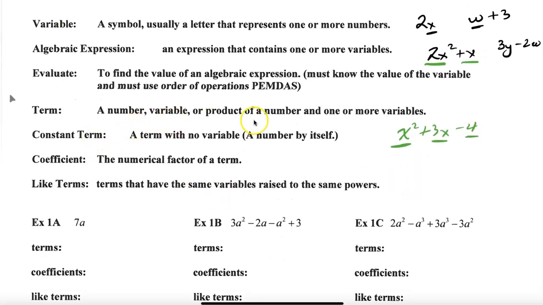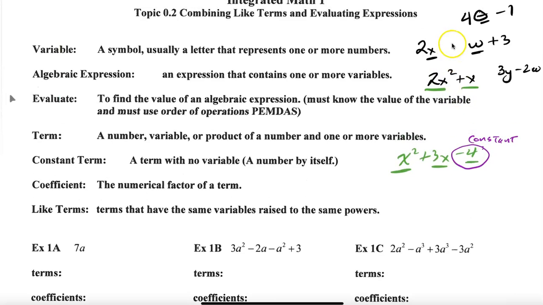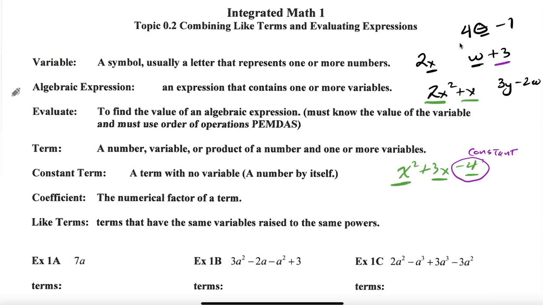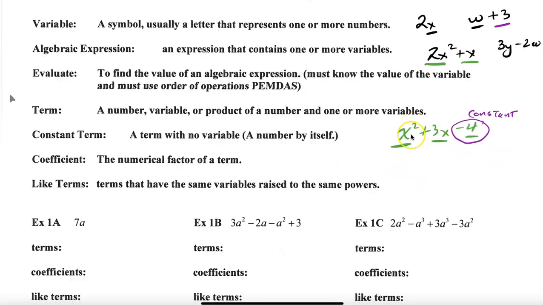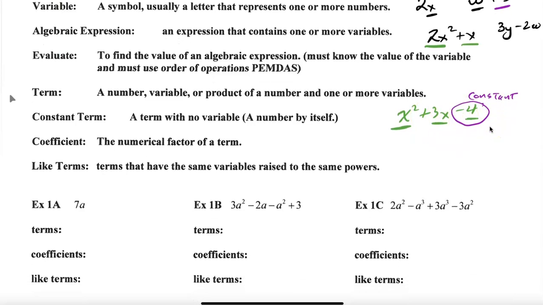Constant term is a term with no variable. So like in my example here, this guy would be the constant term. In my examples over here, the 3 would be the constant term, and the -1 would be the constant term, right? There's no variable. It never changes. It's just always -4. Once I figure out what this x is, or if they tell me what x is, these are going to change to a value, but this would always stay -4.